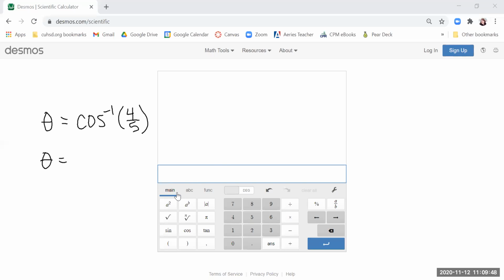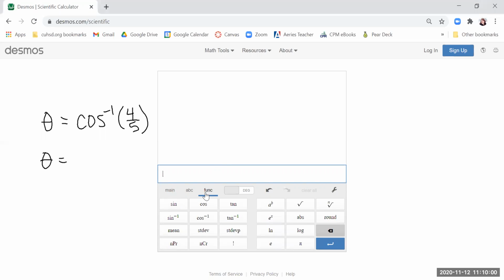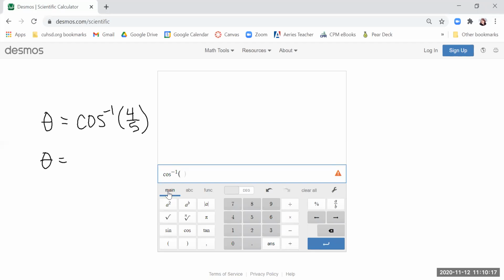Do you see how we're selected on main right now? What we're going to do is switch over to func, which I believe stands for function. So click on func on your calculator. And look, now we have sine, inverse cosine, inverse tangent. It's all these ones with the -1s. So we can choose the one we need. So we go inverse cosine, and now we switch back over to main to get to our numbers. 4 divided by 5, and boom, there it is.